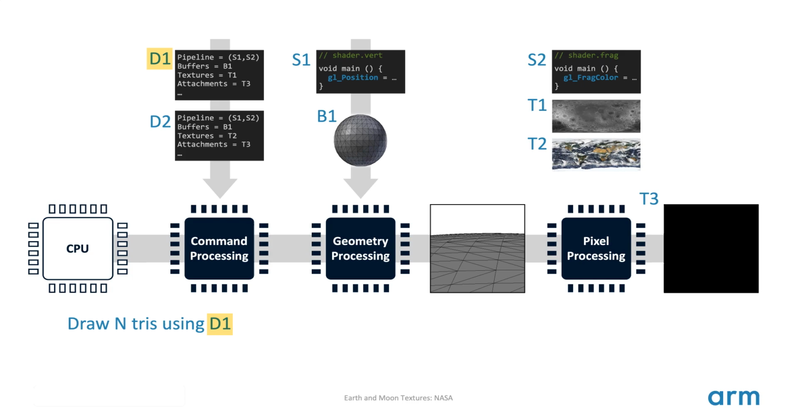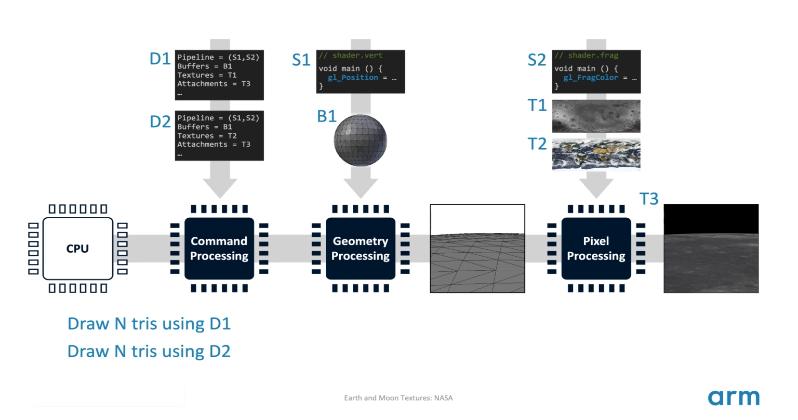The geometry processing step will produce a set of vertices and primitives that are visible on screen. Then, the pixel processing stage will color them in and write them out into the frame buffer. In this example, the first instruction tells the GPU to draw the moon, using the descriptor D1. A subsequent instruction, using descriptor D2, draws the Earth, using the same buffer and shaders, but with a different texture.